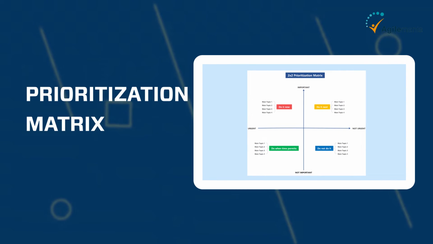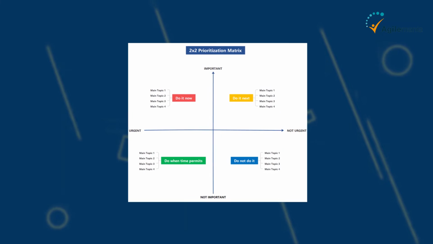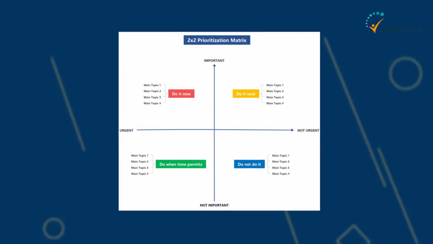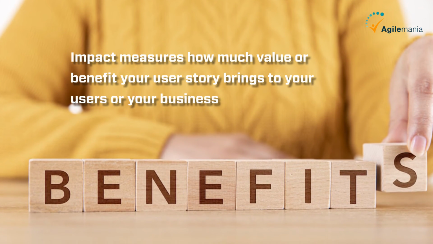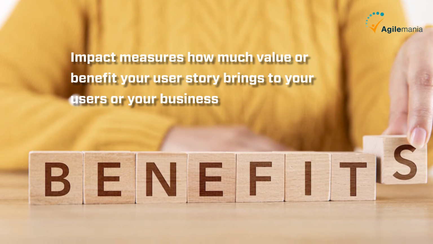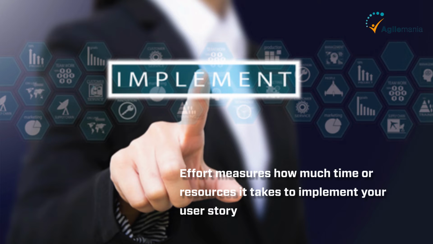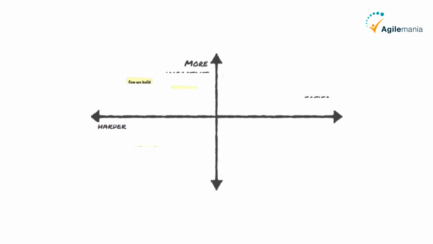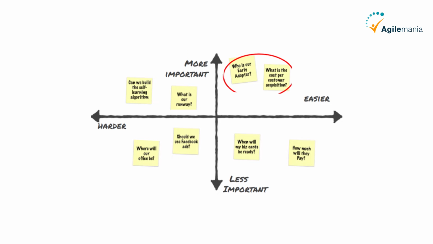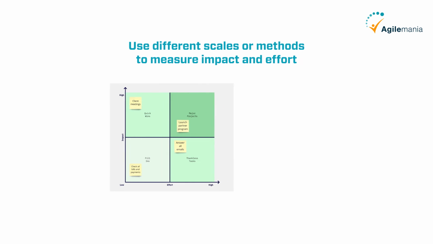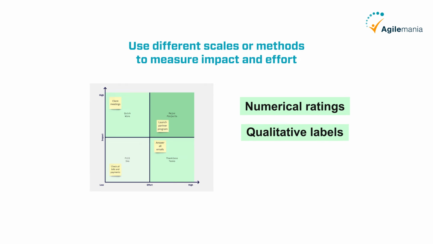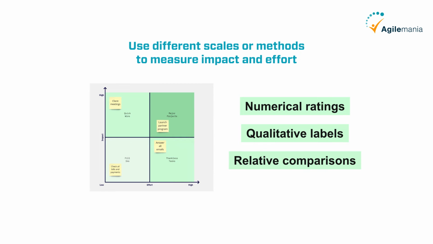The third tool is a prioritization matrix. A prioritization matrix is a tool that helps you rank your user stories based on 2 criteria: impact and effort. Impact measures how much value or benefit your user story brings to your users or your business. Effort measures how much time or resources it takes to implement your user story. To create a prioritization matrix, you plot your user stories on a 2-dimensional grid with impact on the x-axis and effort on the y-axis. You can use different scales or methods to measure impact and effort, such as numerical ratings, qualitative labels, or relative comparisons.